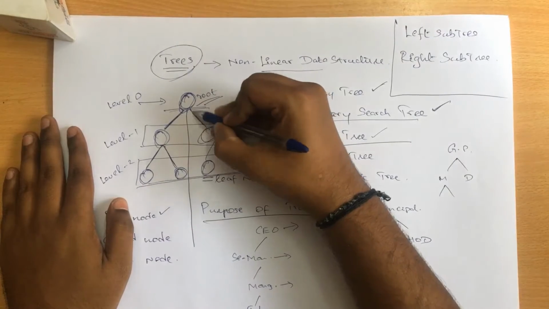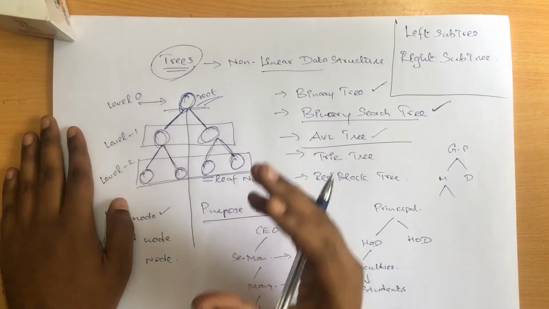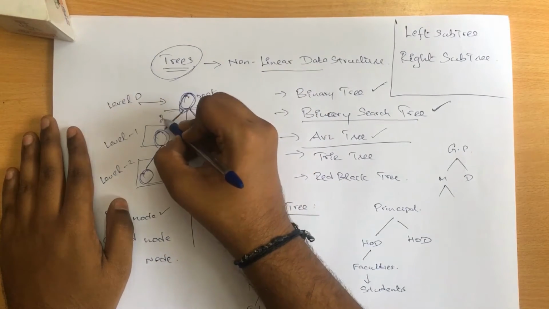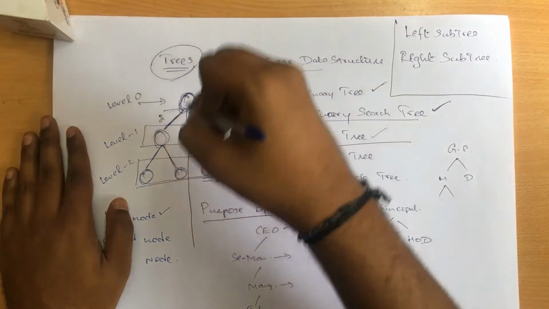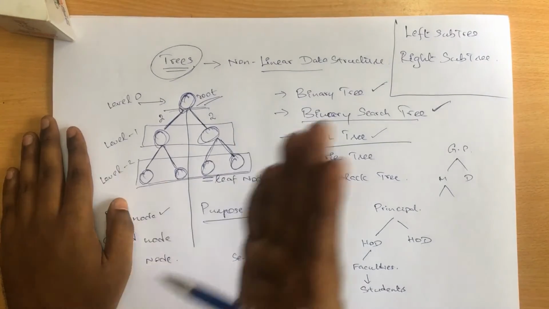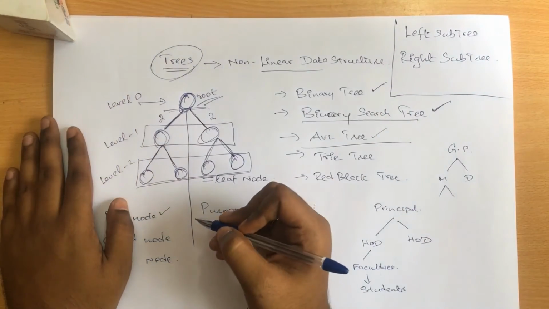Same way, if I consider the right subtree, again I have 2 maximum edges to reach the last node. So this is how the tree works. The height of the left subtree is 2, and the height of the right subtree is also 2. So the final height of the tree will be the maximum height of the left subtree and the right subtree. So here the height of the tree will be equivalent to 2.